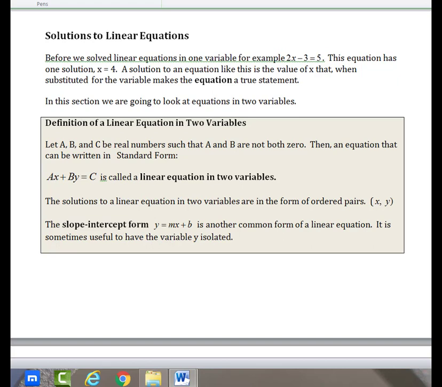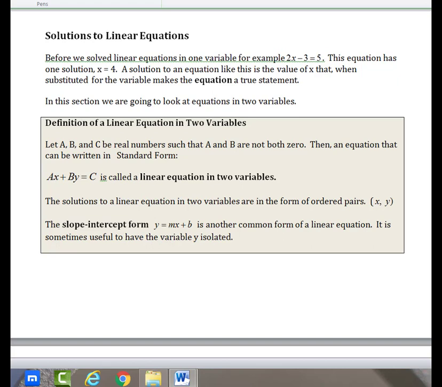Okay, so the first thing, we're going to look back a little bit here. Before, we solved linear equations in one variable. So we had something like 2x minus 3 equals 5, and this equation has one solution. It's x equals 4. And a solution to an equation like this is the value of x that, when substituted for the variable, makes the equation a true statement. So this is what we've done already.